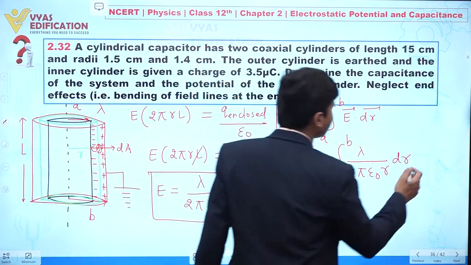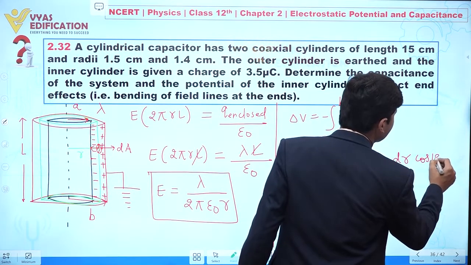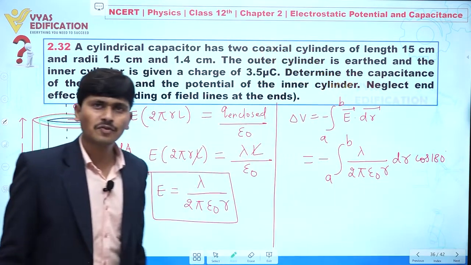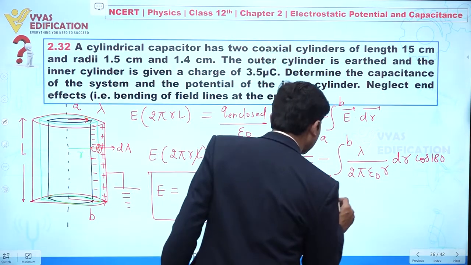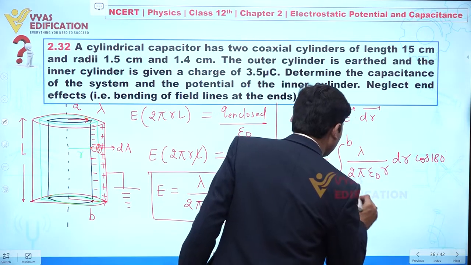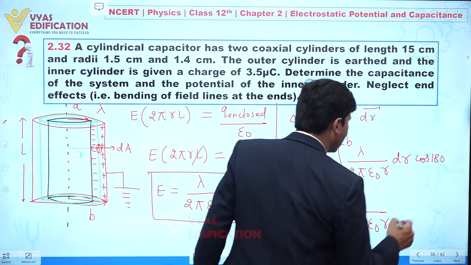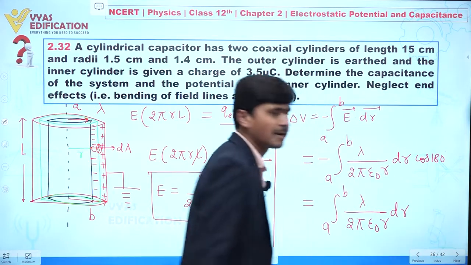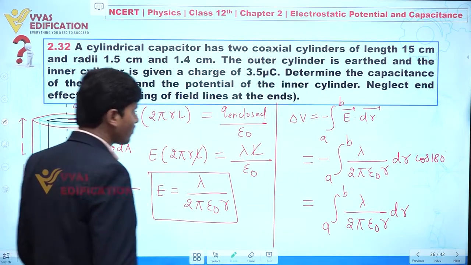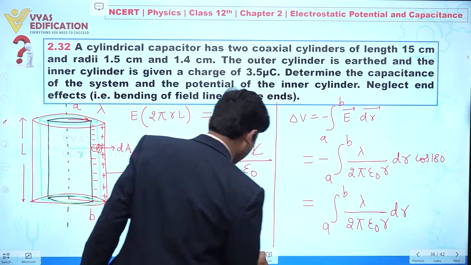So now we can say we have the angle, this is cos of 180. Clear? Cos 180 is equal to what? Minus 1. So we can write this is equal to integral from a to b of lambda upon 2 pi epsilon naught r, dr. Clear?